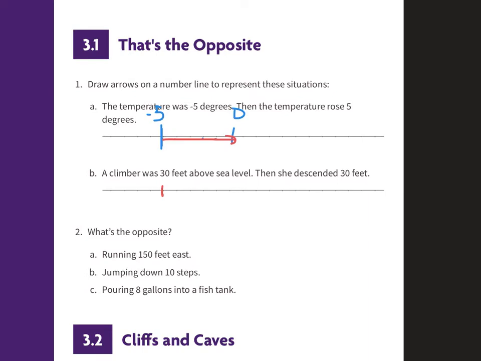30 feet above sea level. Well, I don't have 30 tick marks, so I'm going to say each one is worth 5. So 5, 10, 15, 20, 25, 30. And then she descended, meaning she goes down, so we're going to move to the left 30, back to 0. All right, what's the opposite of running 150 east? Well, 150 west. Jumping down 10 steps, and jumping up 10 steps. And pouring 8 gallons into a fish tank, well, pouring 8 gallons out of the fish tank. Okay? All right, page 26.